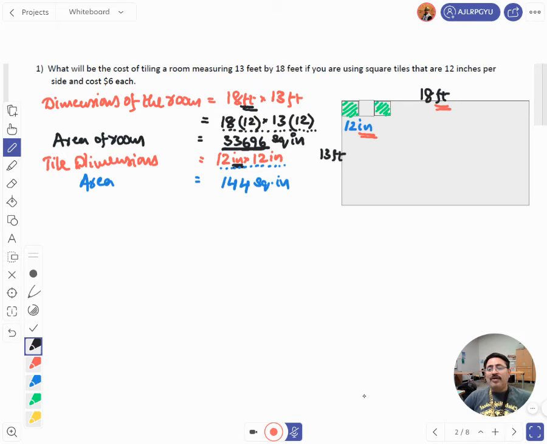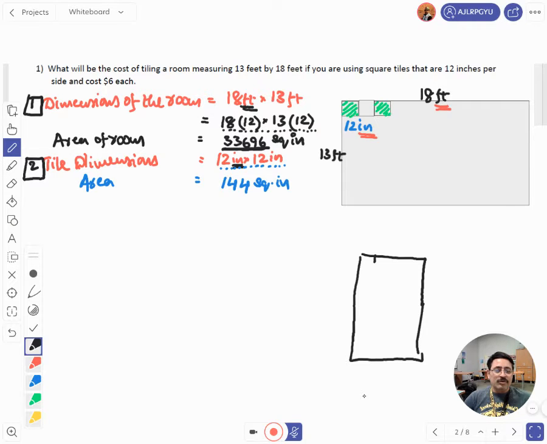So here, part 1, we computed area of room. Part 2, we computed area of the tile. What to do next? Let me give a simple example. Let's say that there is a rectangle, whose measurements, let me take small numbers, are 2 and 5. You can check that. So this is 5 and here is 2.